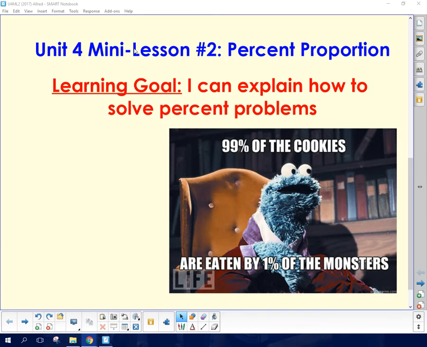Please get ready to write down every single thing that I write down so that you can be well prepared as a math student going into this unit. All right, you got this? Let's do this thing. All right, here we go.